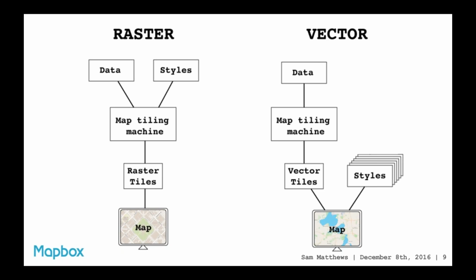So you can imagine you have this source set of vector tiles and your data is not updating too much. You can apply any sort of style you want to this set of vector tiles. And so it allows you to make an infinite number of styles for the same tile set without having to go back through that map tiling machine process.